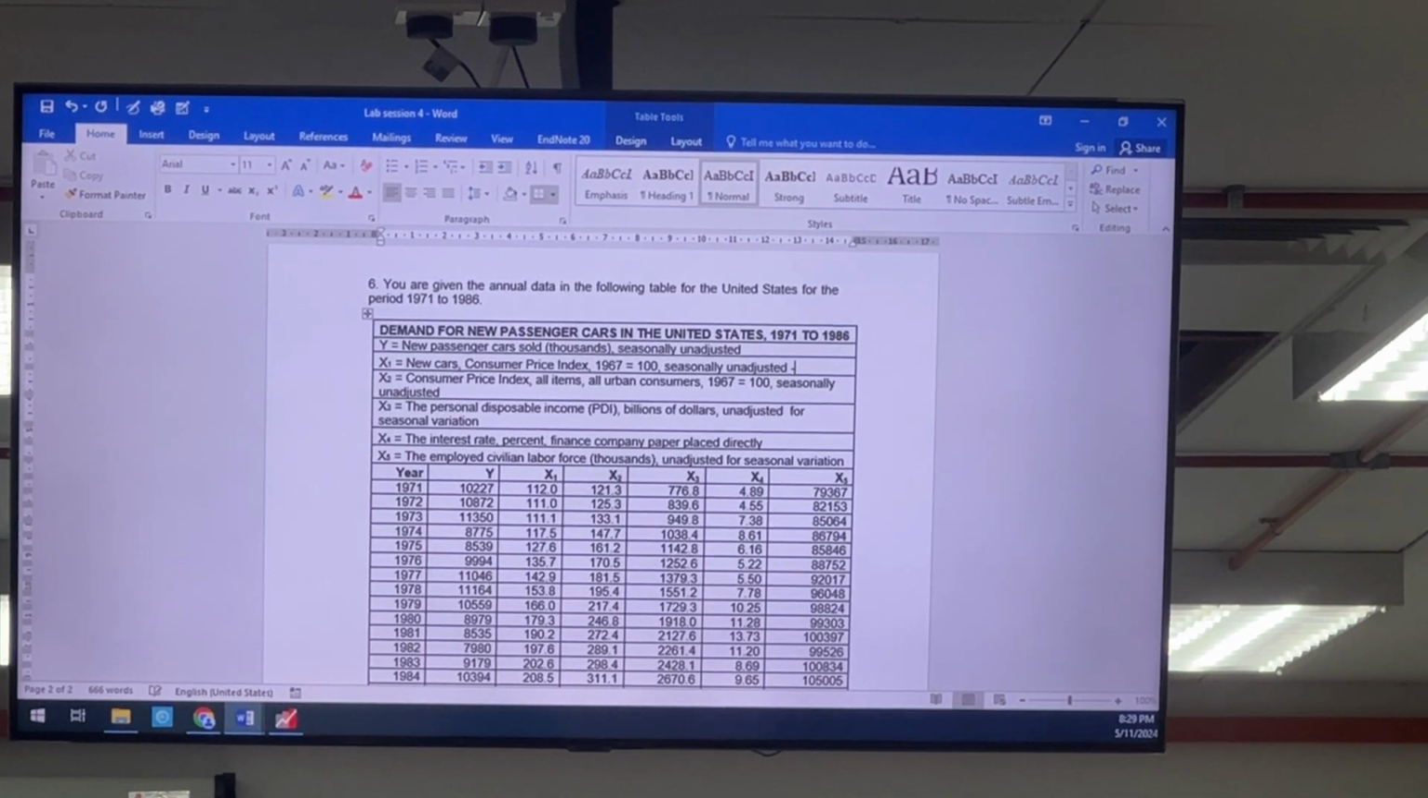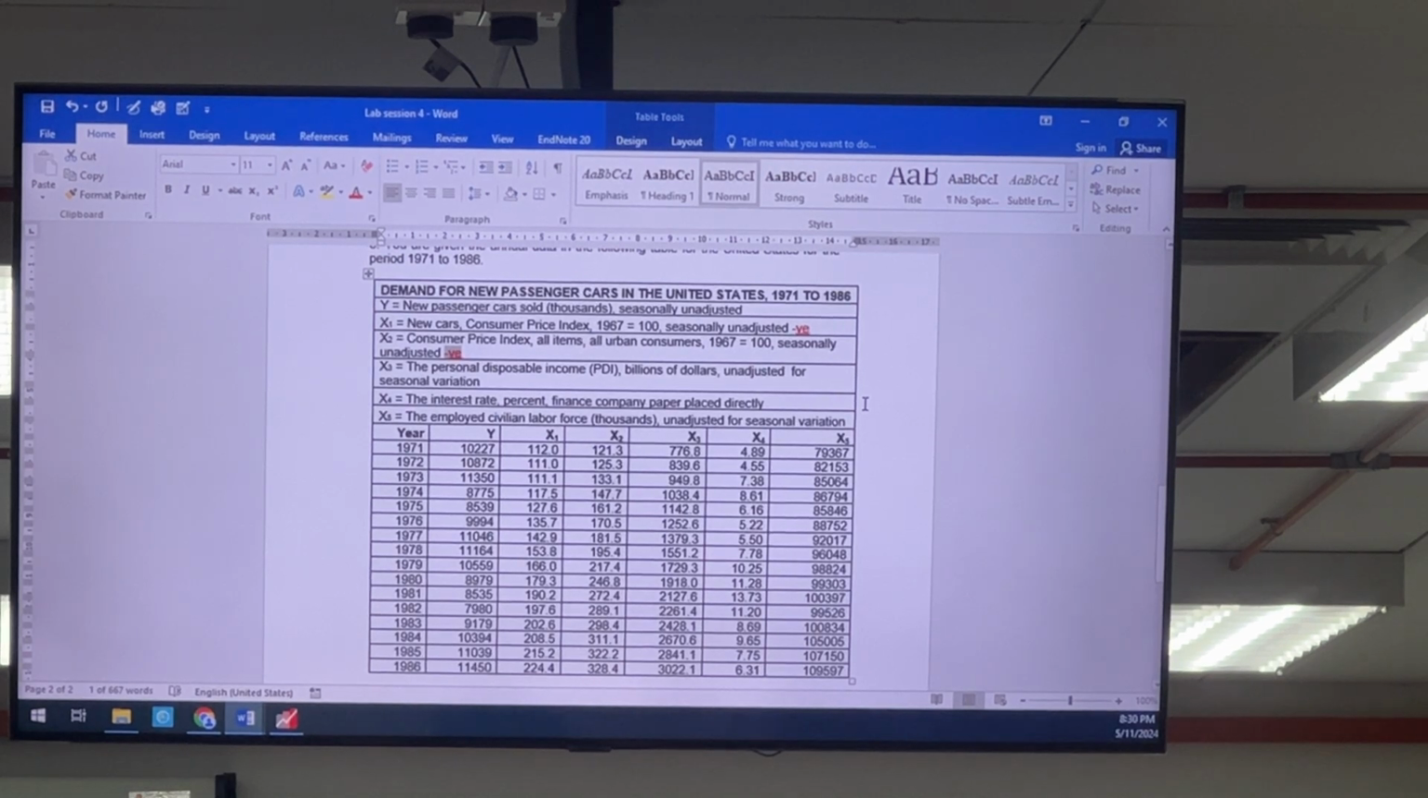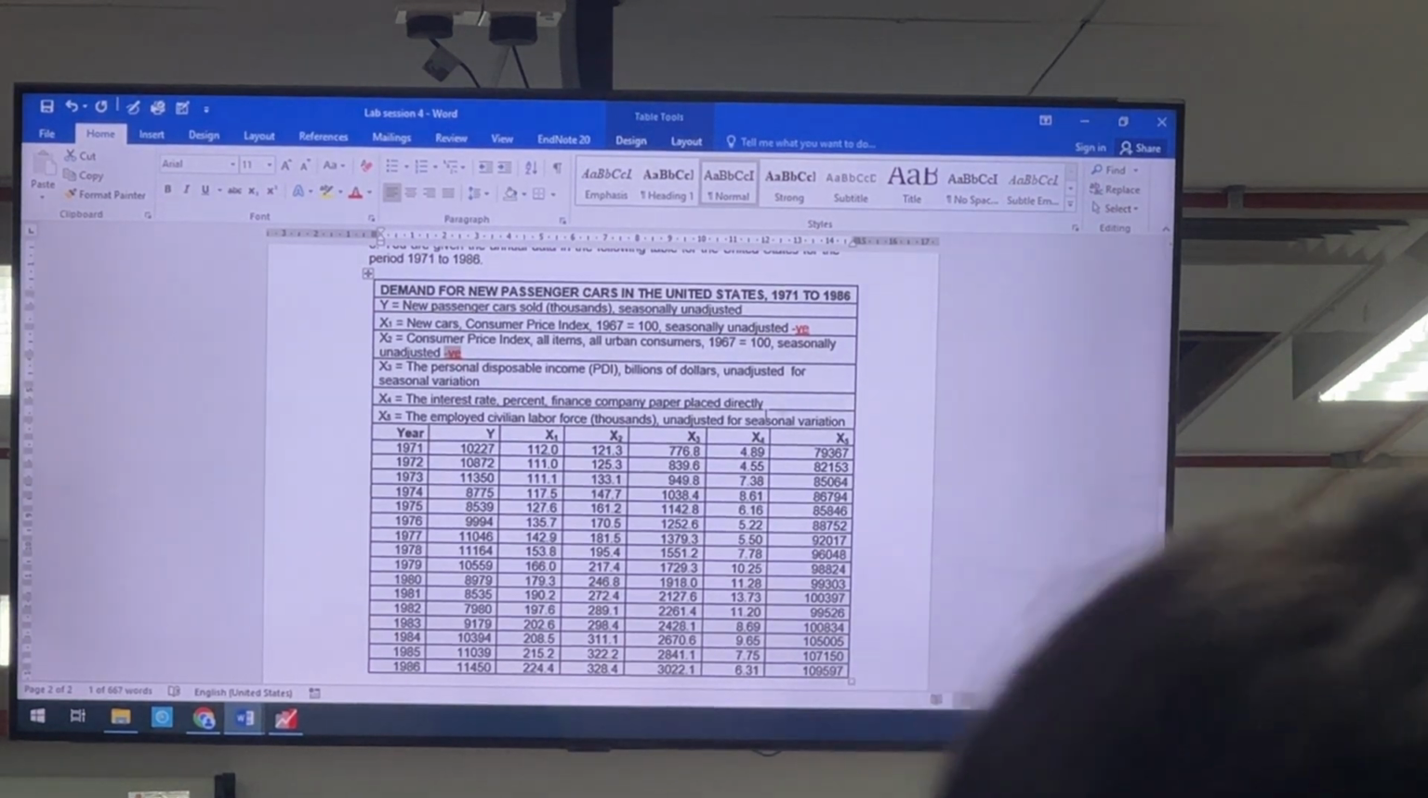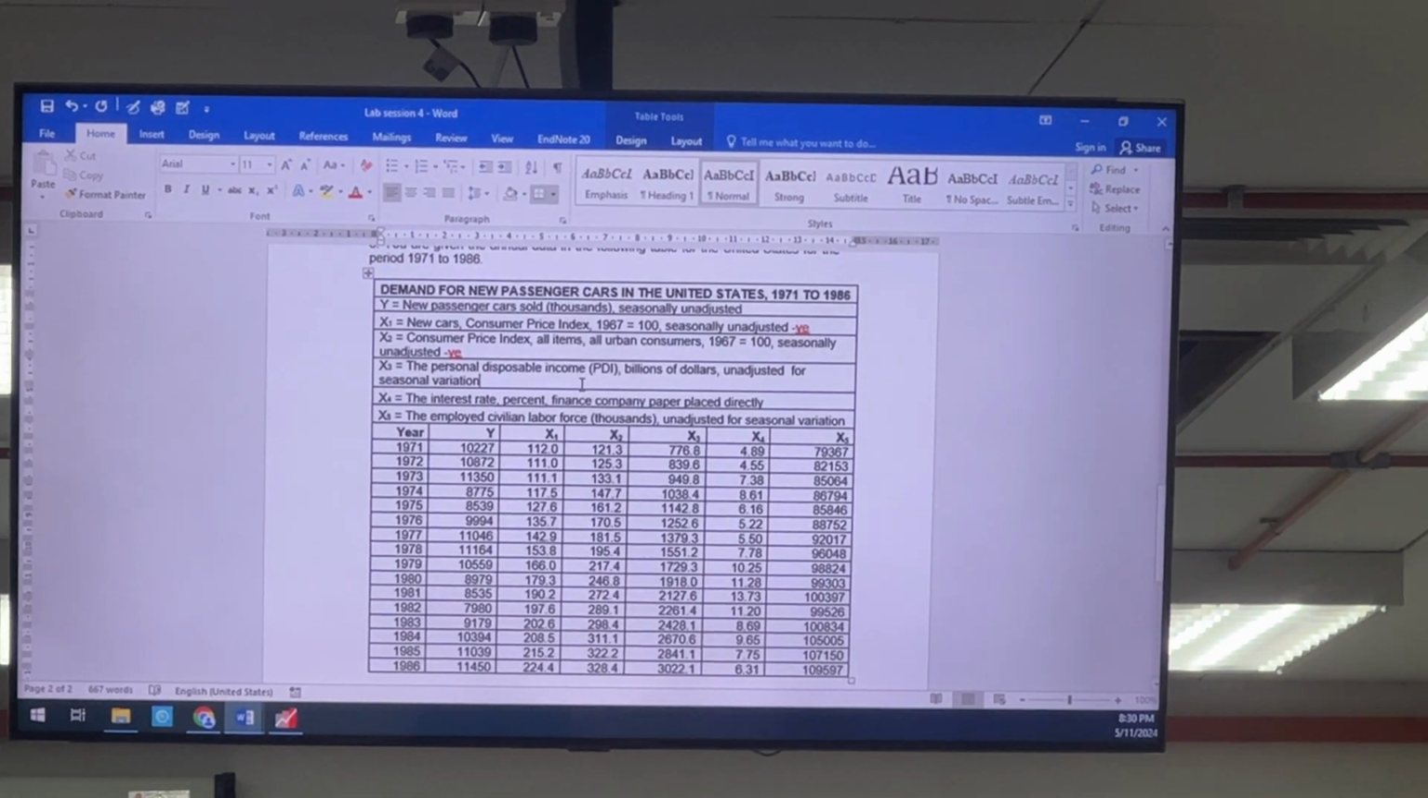So this one we expect to have a negative influence on the dependent variable. X2 is also a CPI, also a price, so X2 we also expect to have the same negative sign. X3 is the personal disposable income. So when income increases, do we expect sales to increase or decrease? Income increases, sales increase. So positive.